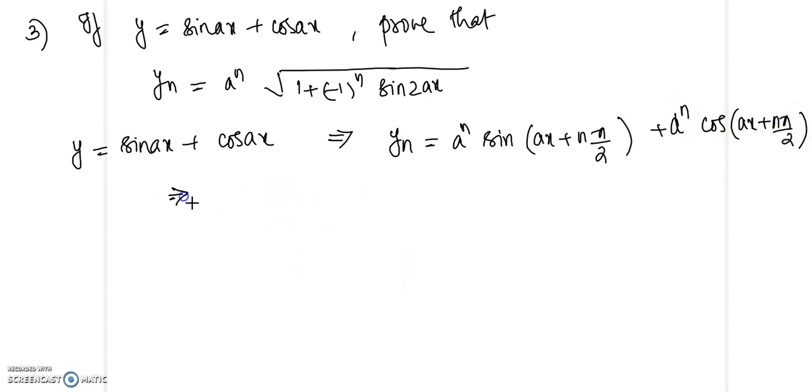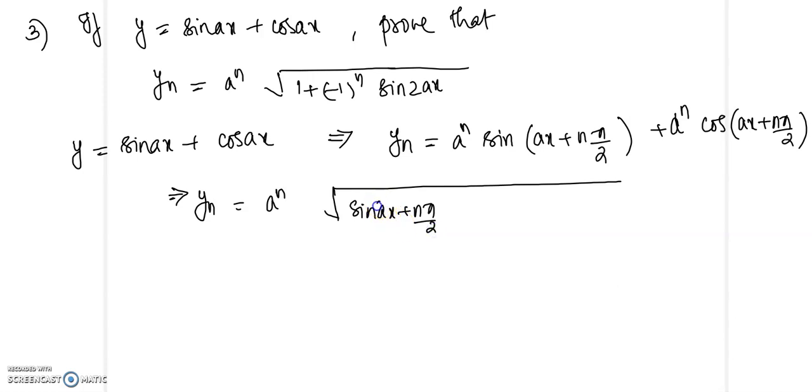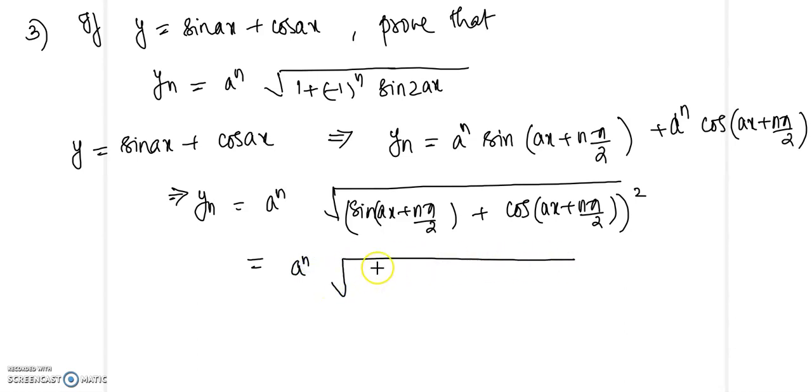Now this can be written as a raised to n. So here we need to bring the square root. So this can be written as root of [sin(ax plus n pi by 2) plus cos(ax plus n pi by 2)] whole square. Now this will be equal to a raised to n root of, so when you take the square you will get 1 plus 2 sin(ax plus n pi by 2) cos(ax plus n pi by 2).